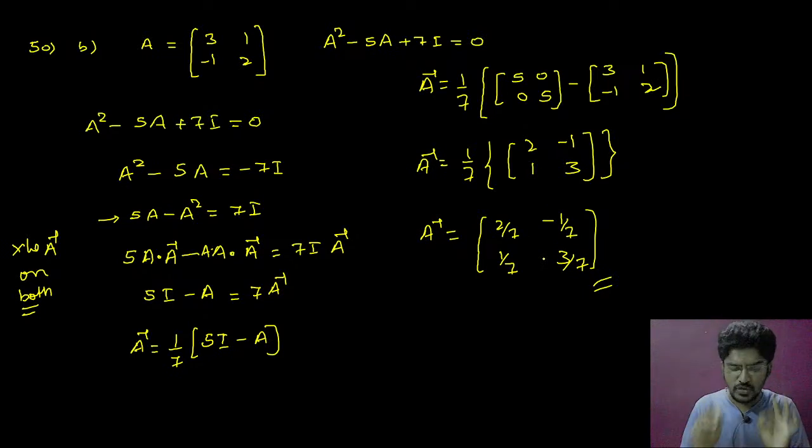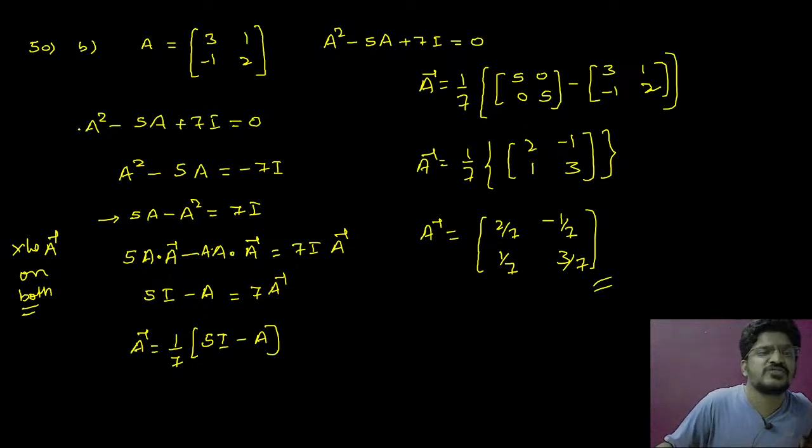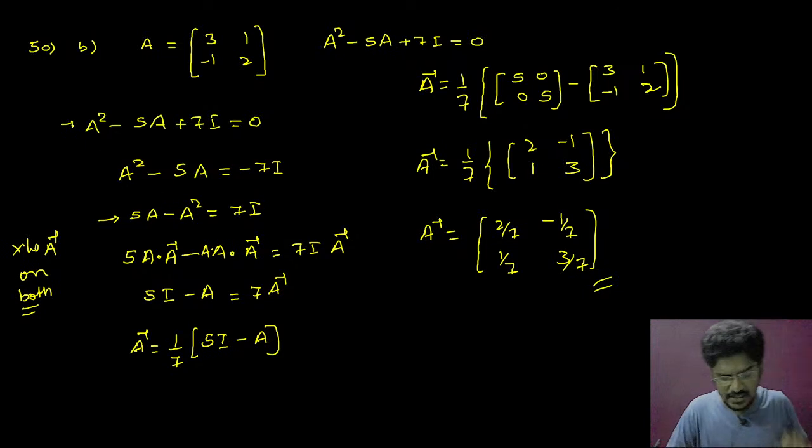So many students, first what they do, they verify this. You don't need to verify this, because in the problem only they will give that the matrix A is satisfying a square minus 5a plus 7I. The meaning of that is it is already satisfied. Don't need to solve it again. Directly you take the equation, you simplify it and find the a inverse. That is enough.